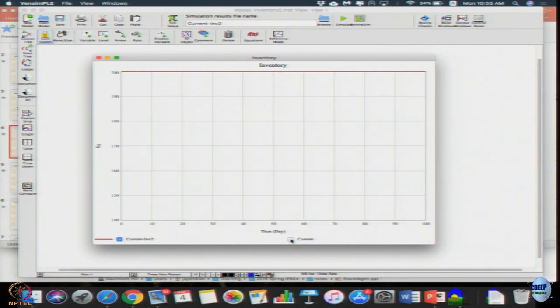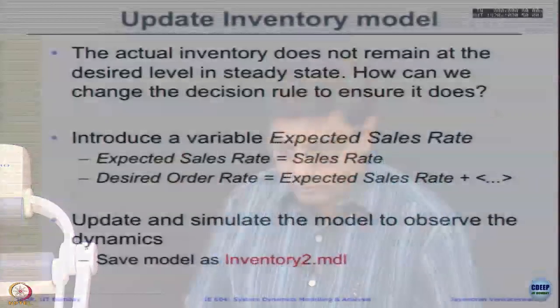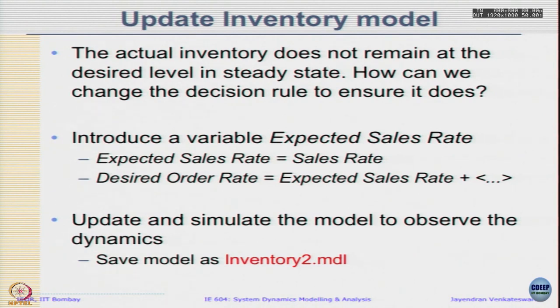So the inventory is now equal to desired inventory, because we have the sales information with us, which we accounted for in decision making, saying that if this is the sales rate, then we accounted for that in order rate, anticipating the sales is going to happen, which immediately started offsetting the sales, and the order started offsetting the sales, and the inventory continued to remain constant. Okay, save this as a separate model.